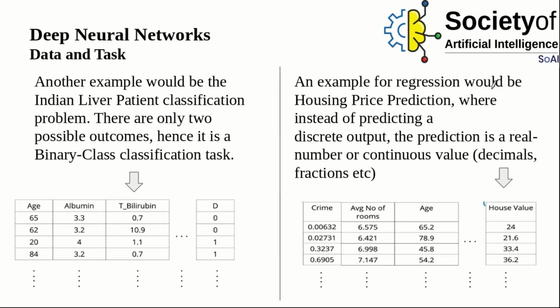An example for regression would be housing price prediction, where instead of predicting a discrete output, the prediction is a real number of continuous values, that is, decimal fractions, etc. As you can see here, the value of the house increases by a certain amount as the number of rooms increases, and if the house is old its value decreases a bit, and if the crime rate near the house is more then its value also decreases a bit. So that is how it works, and here we are using regression because the values are actually continuous.